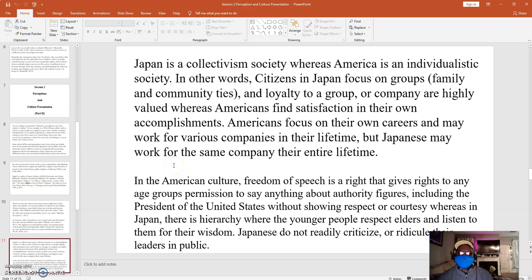Freedom of speech is not in Japan what it is in the United States. Because in this country, freedom of speech means you can say anything you want to say. Any age group can say anything about a ruler or president of the United States without respect or any courtesy. Whereas in Japan, there is hierarchy, and the younger people respect the older folks and they listen to them for wisdom. And Japanese do not criticize or ridicule their leaders in public.